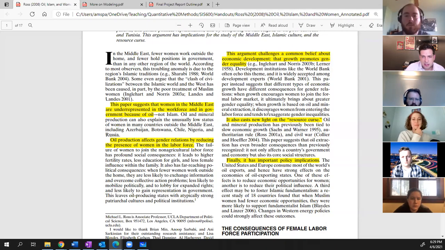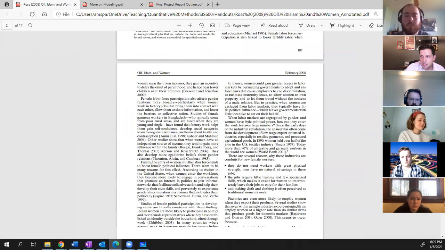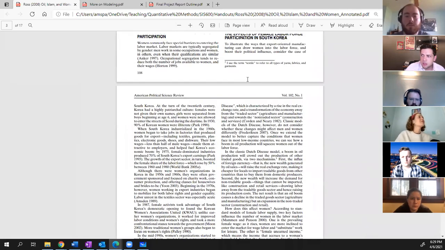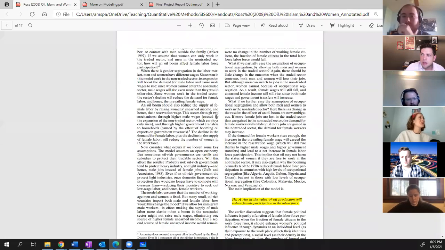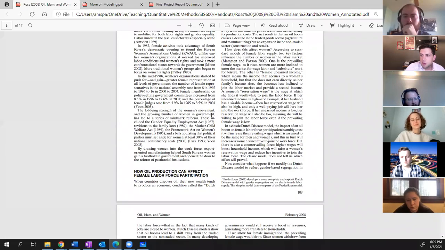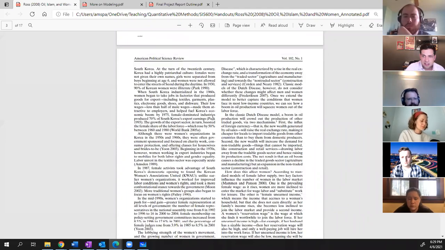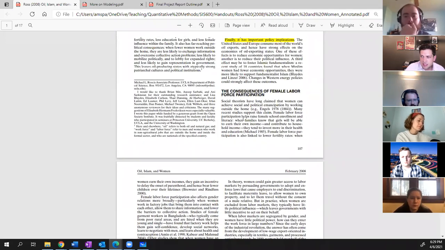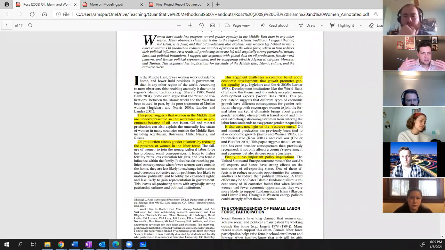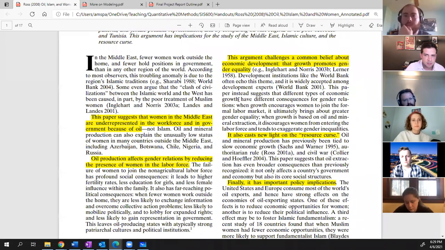Ross does it very succinctly here, and then later he goes on into a much fuller literature review where he talks about how oil production affects female labor force participation and other things, right? So in this section he covers quite a bit of what we would consider a standard literature review, including this section on the causes of female labor force participation and the effects in Korea in particular. But let's skip that for now and say that where I see you bringing literature in is much more in line with what Ross is doing here at the very beginning.